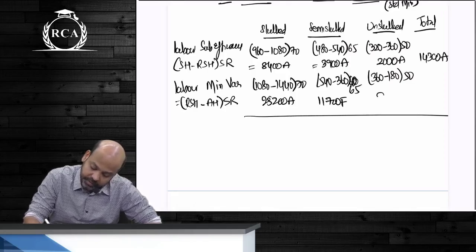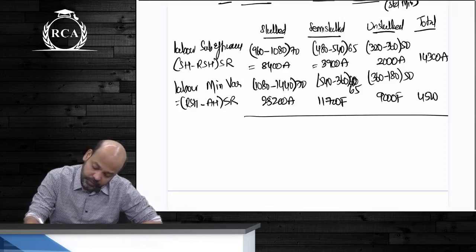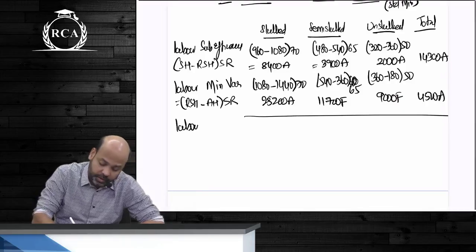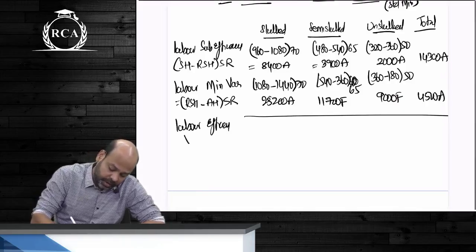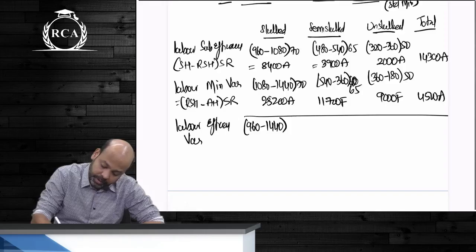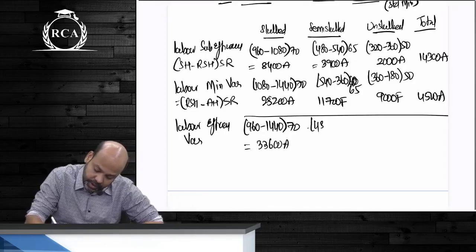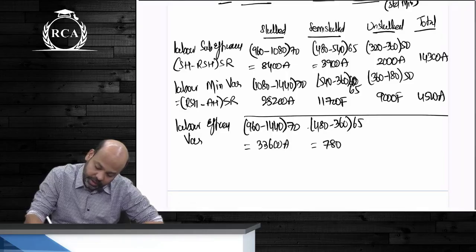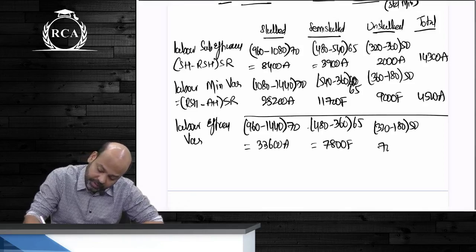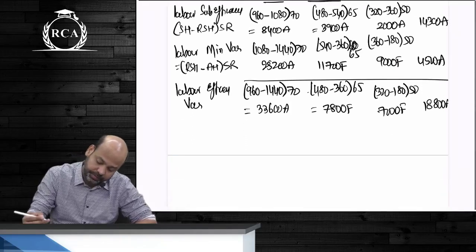700 favorable, 180, 59,000 favorable. All put together, beta, 4,500 adverse. This will be your labor mix variance. Labor efficiency variance, guys, will be equal to 960 minus 1440, beta, multiplied by 70, guys, 33,600 adverse. This will be 480 minus 360 multiplied by 65, which will be 7,800 favorable. This will be 320 minus 180 multiplied by 50, guys, 7,000 favorable. All put together 18,800 adverse.